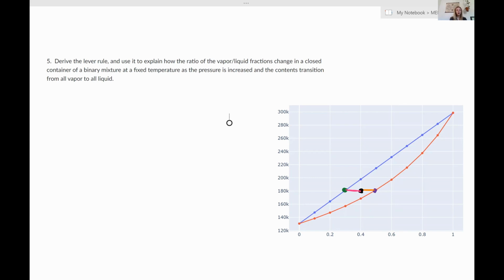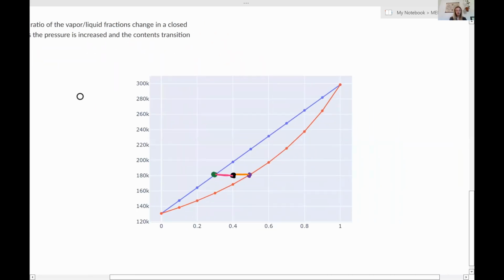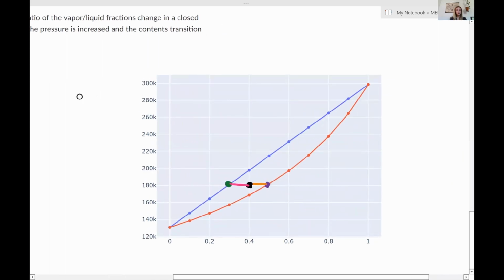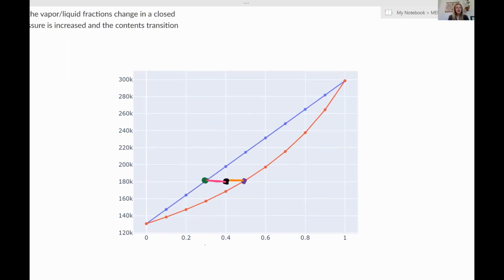So I have brought in our plot of bubble pressure and dew pressure. On our x-axis at the bottom, we're going to have our mole fraction of our more volatile component, and on our y-axis, we're going to have pressure and the constant temperature at 393 kelvins. And our blue line is going to represent our bubble pressure, and the red line is going to represent our dew pressure.